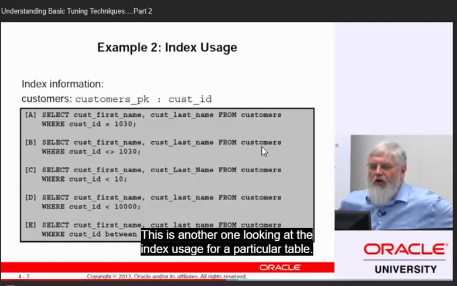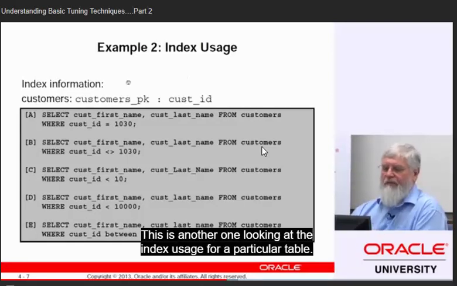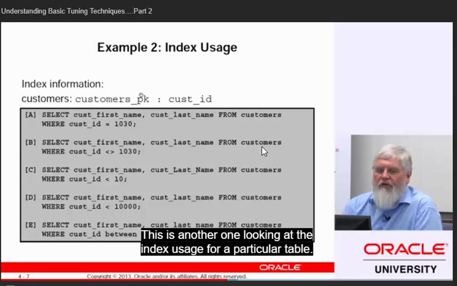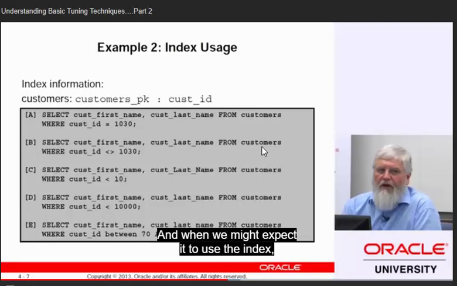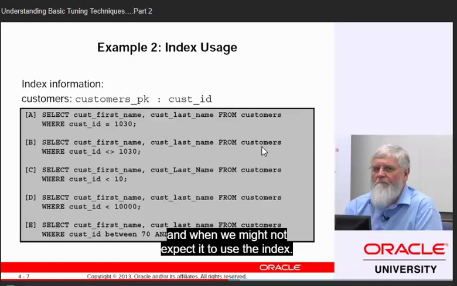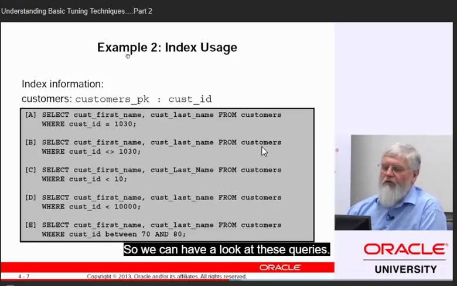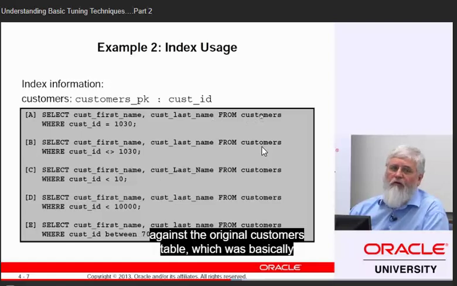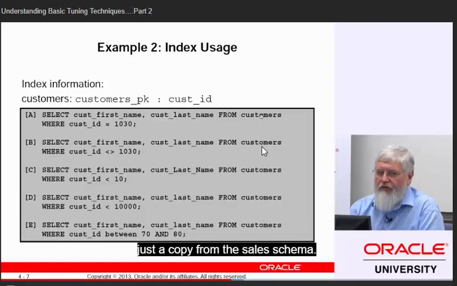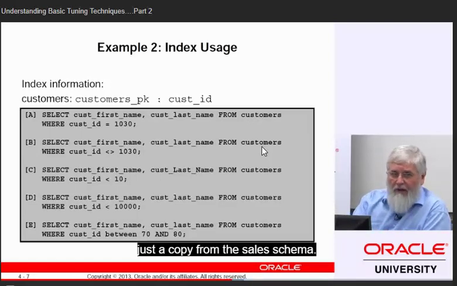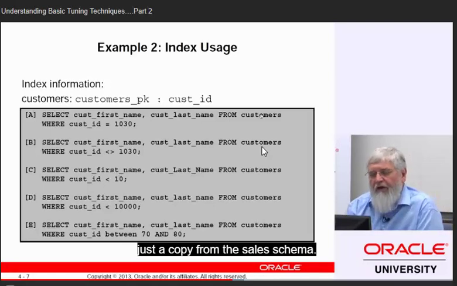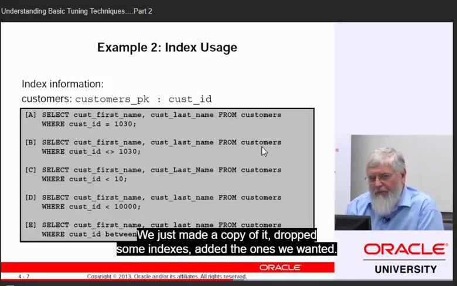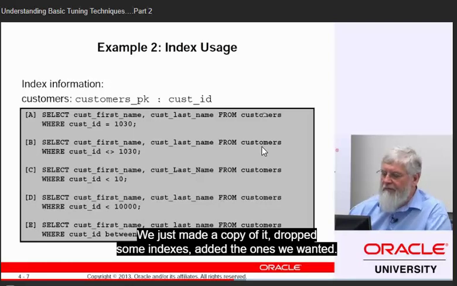This is another one looking at the index usage for a particular table, and when we might expect it to use the index and when we might not expect it to use the index. So we could have a look at these queries. We actually have a group of queries, numbered A, B, C, D, E, F. They do different queries against the original customers table, which was basically just a copy from the sales schema.